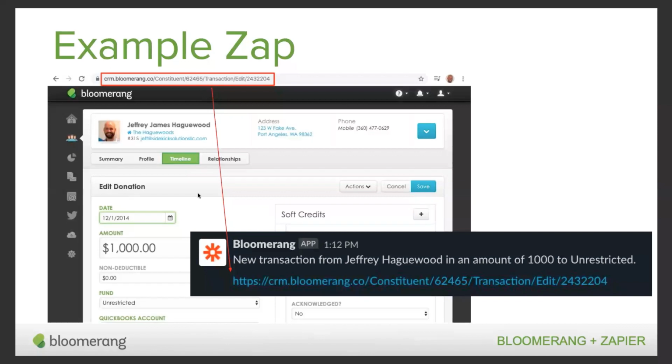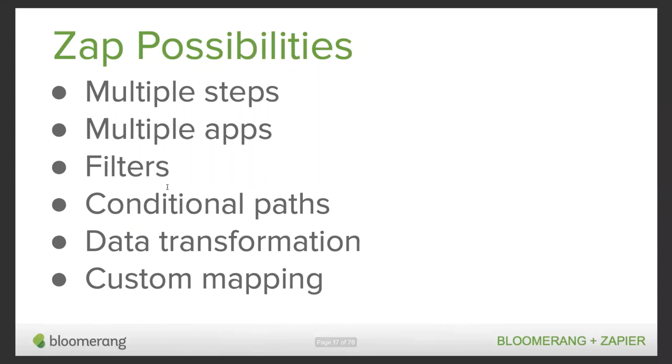This is a really great workflow if you'd like to notify board members or team members when there's donations above a certain amount. Now, zaps can be as simple as this example, but they can also expand to include zaps with multiple steps and multiple apps, zaps with filters, paths, or conditional logic, and zaps with data transformation and formatting.